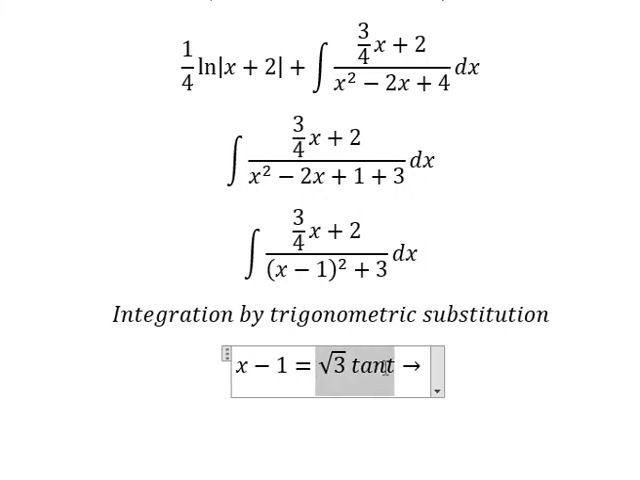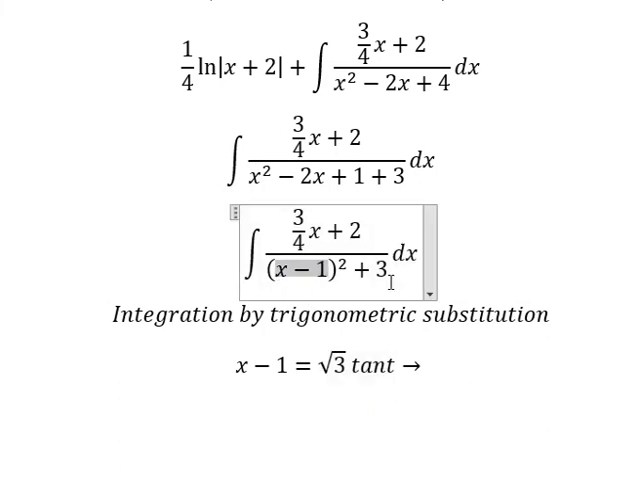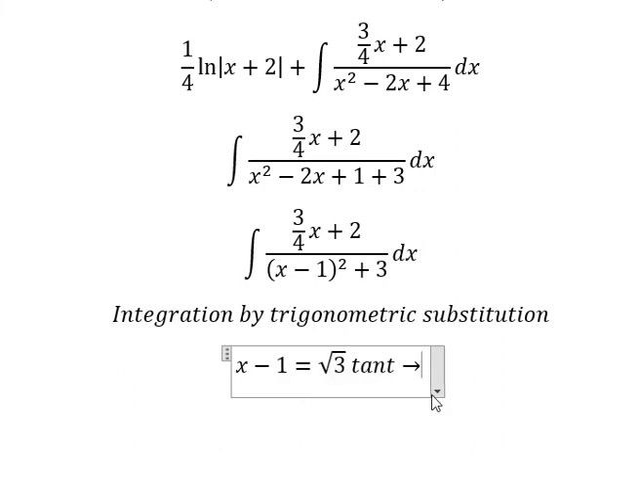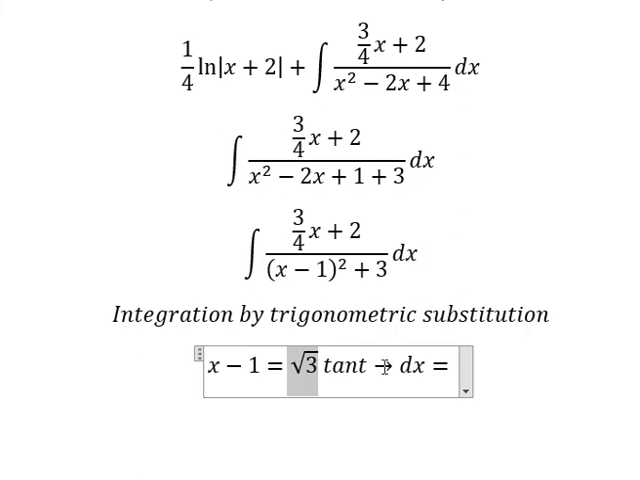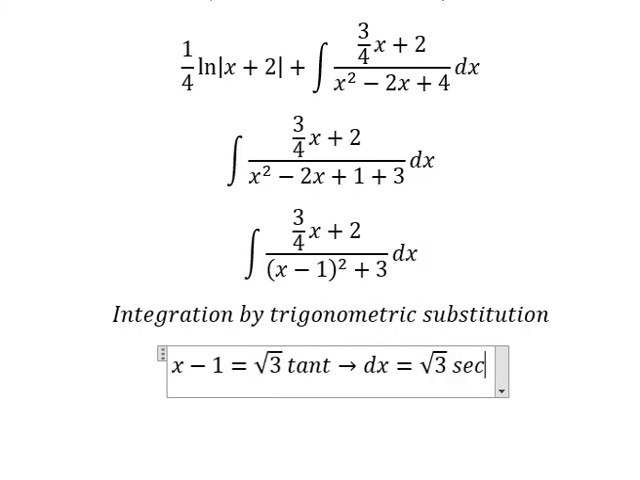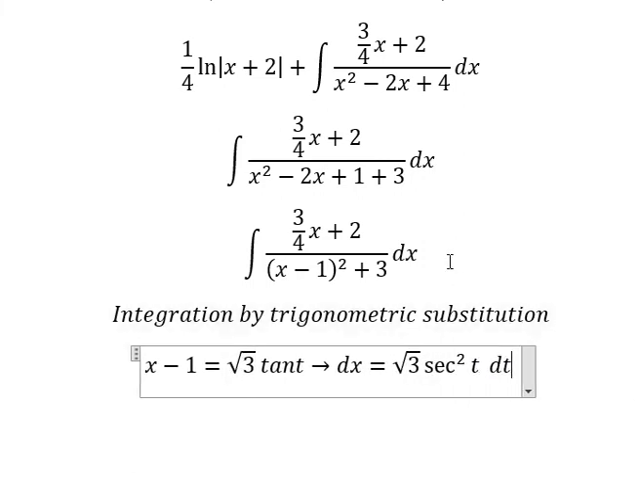The reason I need to put this one, because if we put this one in here, you will get 3 tan t square. Number 3 and number 3 we can factorize. Tan t square plus 1. After factorization, we change it to secant of t square, and later we simplify the s. So if we first take the derivative for both sides, you will get the square root of number 3 secant of t square dt.